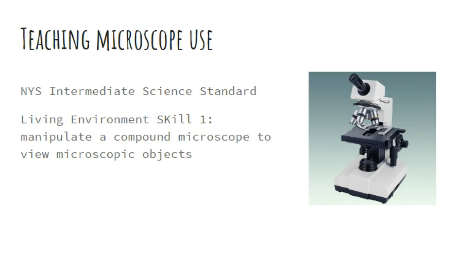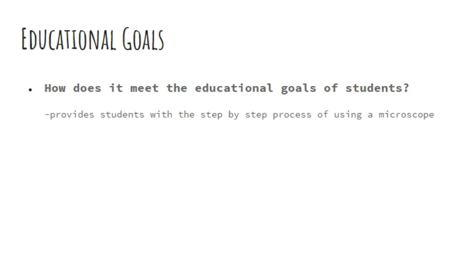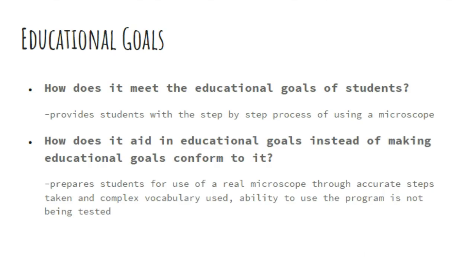This video will show a comparison between actual use of a microscope versus the use of a virtual microscope, in which students use individual technology to practice the steps of using a light microscope to view specimens. This tool is designed to teach students how to handle a microscope that will be placed in front of them, not just in the virtual world. It does this through accuracy in steps taken and the use of microscopic vocabulary.